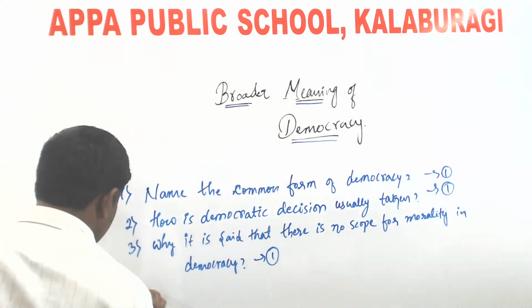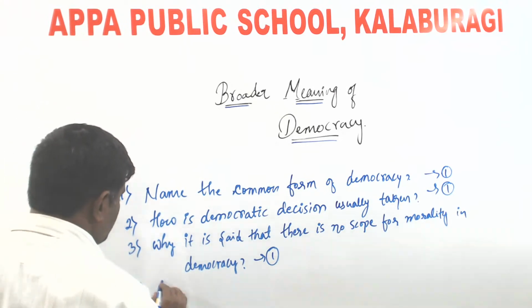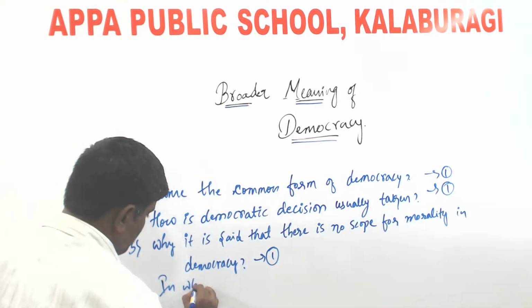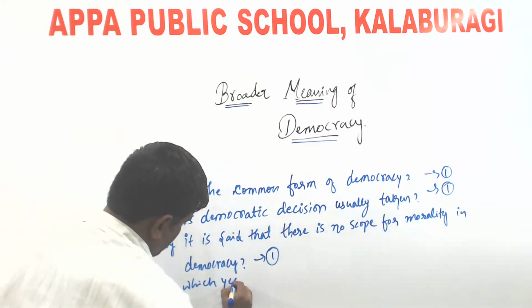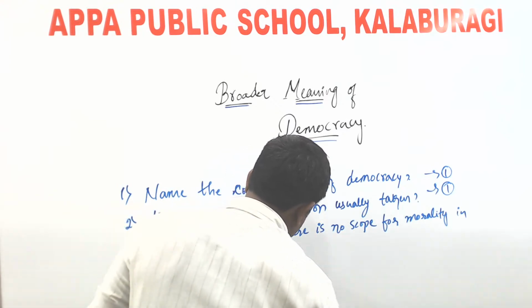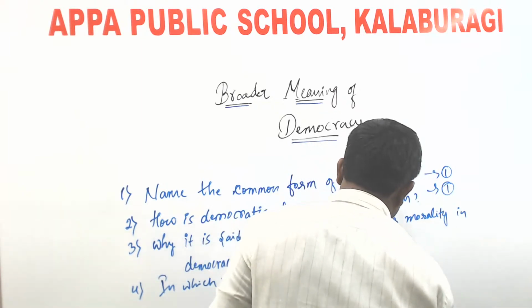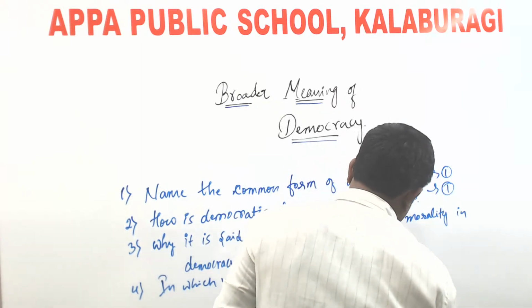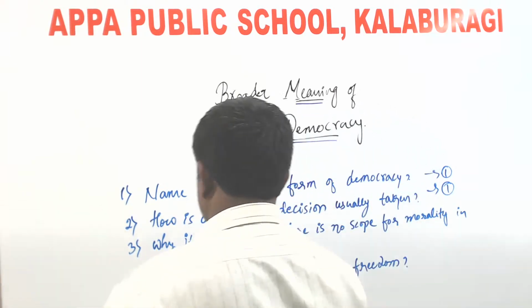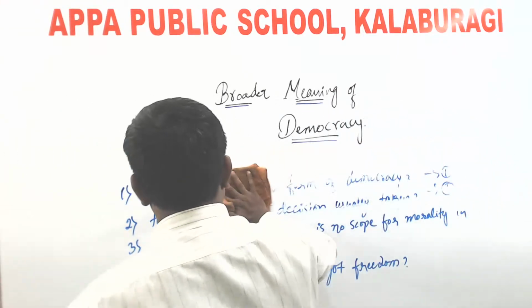The fourth question: in which year did Zimbabwe get freedom, or independence? So these are the four questions, and note down a few more questions.